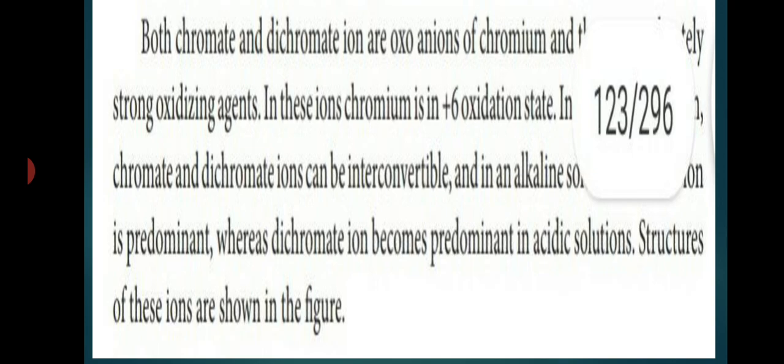In alkaline solution, chromate ion is predominant. In acidic solution, dichromate ion is predominant. So acidic solutionல dichromate ion அதிகமாக இருக்கும். அதே மாதிரி alkaline solutionல chromate ion வந்து அதிகமாக இருக்கும்.